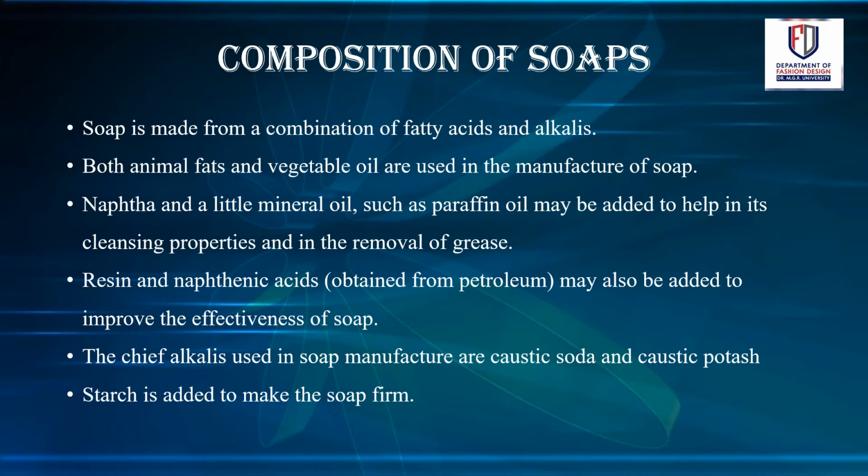Naphtha and little minerals such as paraffin oil may be added to help in its cleansing properties and the removal of grease. Resin and naphthenic acids obtained from petroleum may also be added to improve the effectiveness of the soap. The chief alkalis used in soap manufacture are caustic soda and caustic potash. Starch is added to make the soap firm.